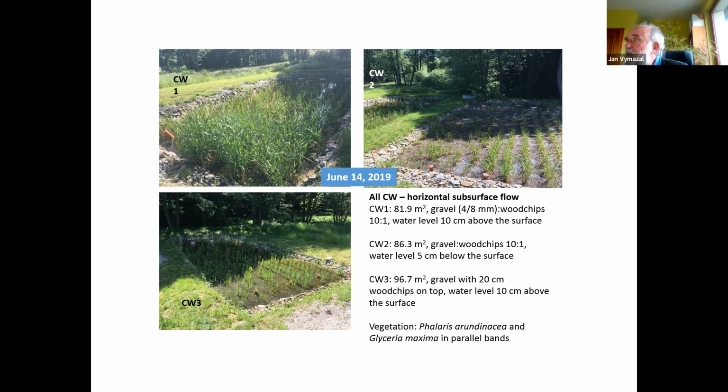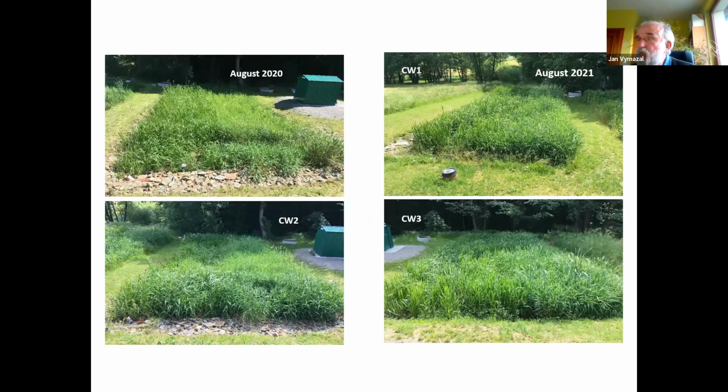The reason why we added wood chips is to provide some organic carbon for denitrification, because, as I mentioned, 5 milligrams per liter is a very, very low concentration compared to the concentrations of nitrate. So this is 2020, and here are these wetlands in August 2021. This is 1, 2, and 3. They are more or less fully grown. On the left side is Glyceria. On the right side is Phalaris.